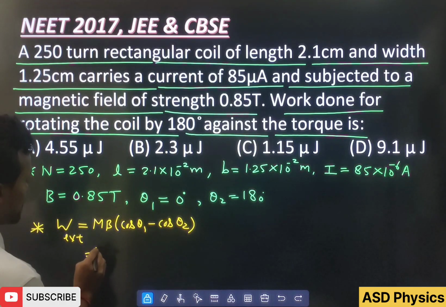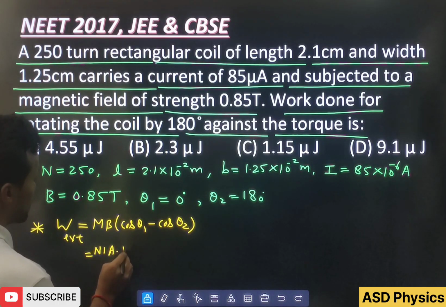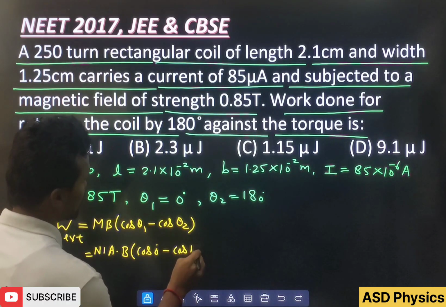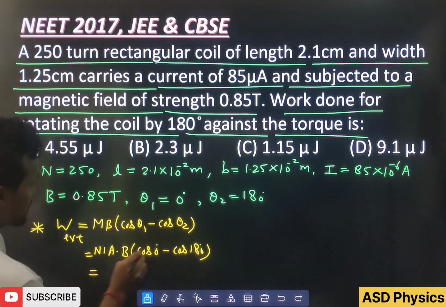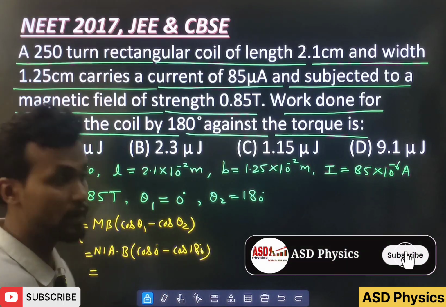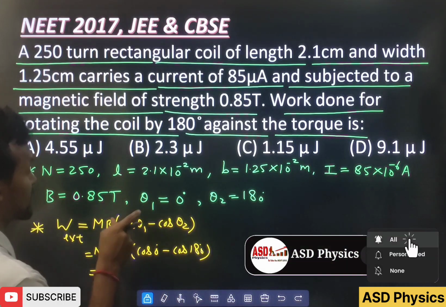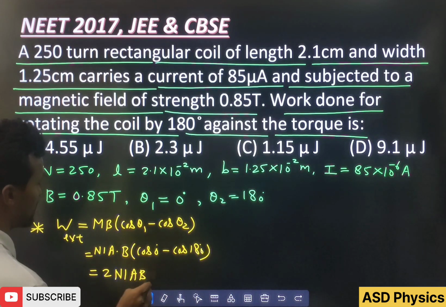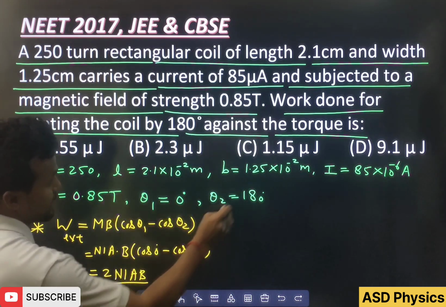What is M? M is given by NIA, into B, and here we can write cos 0 minus cos 180. Cos 0 is 1, cos 180 is minus 1. So 1 minus minus 1 becomes 2. So here it becomes 2 NIAB.